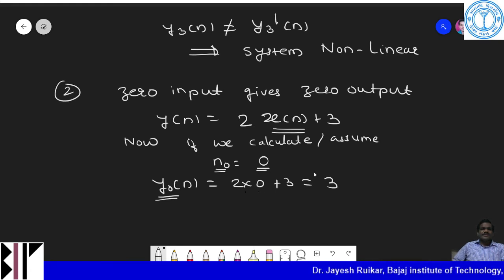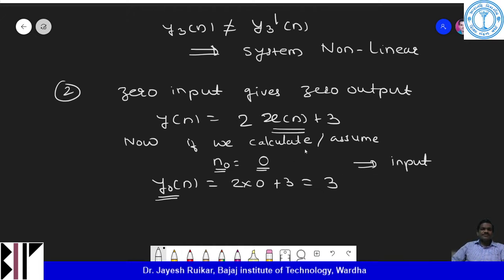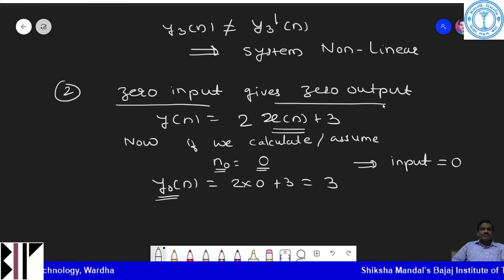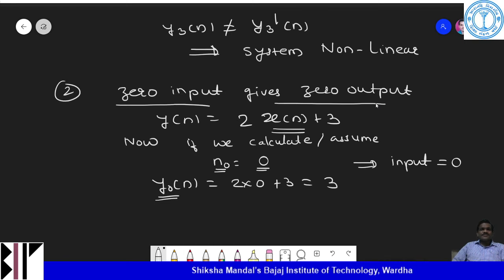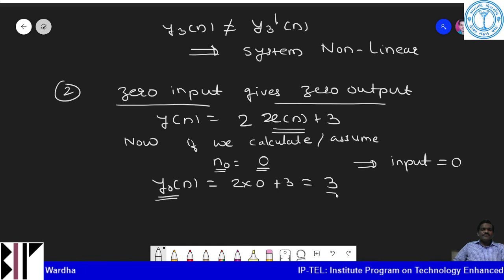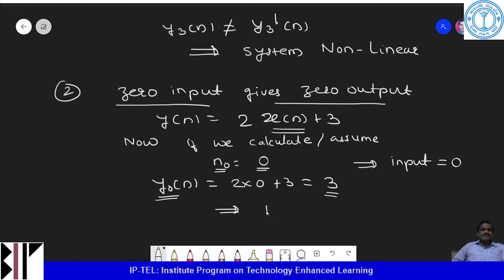So we have provided input as 0. This implies we provided input, that is our x of n is equals to input, and input is equals to 0. If we provide 0 input, it must give 0 output. If it is satisfied, then it is a linear system. If it does not satisfy it, we are calling it a non-linear system. Because in this case we have given a 0 as input, we get the value 3.